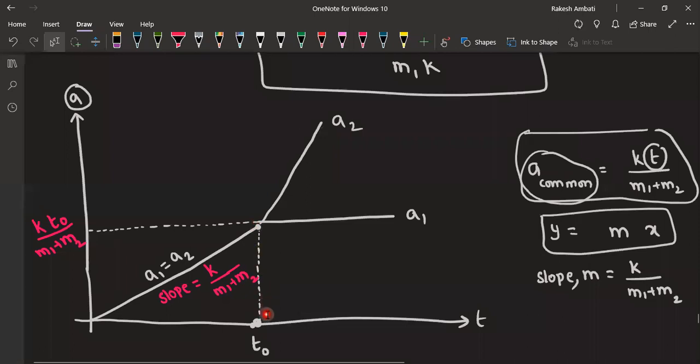So up to the time t naught, they are moving together with the common acceleration. And for t greater than t naught, they are moving separately. Now we have individual accelerations. Is the whole question clear? Yes, sir. So write down here also, what is the slope of this straight line? K upon M2. K upon M2.